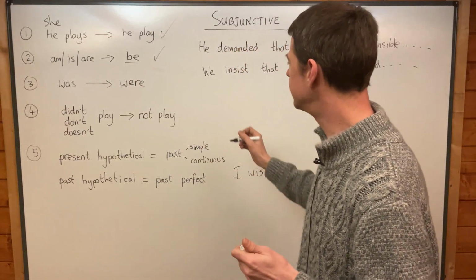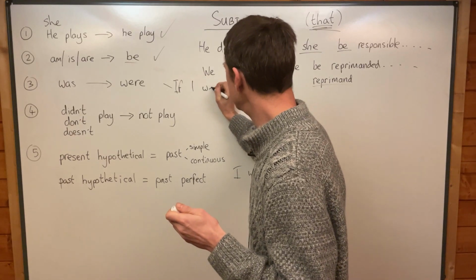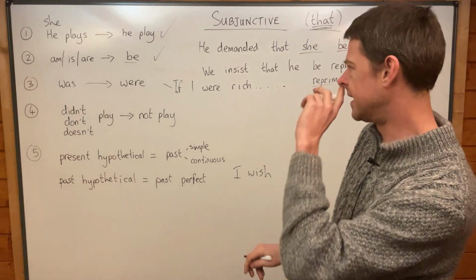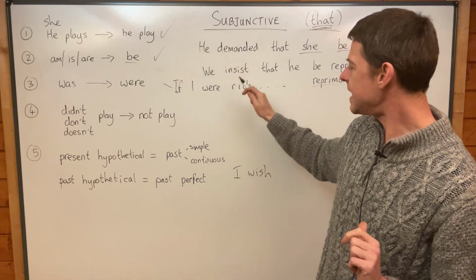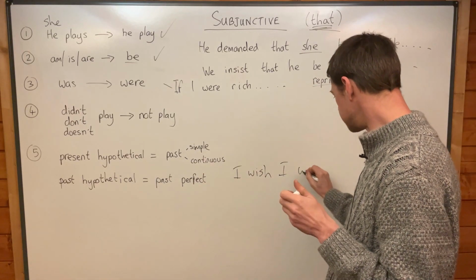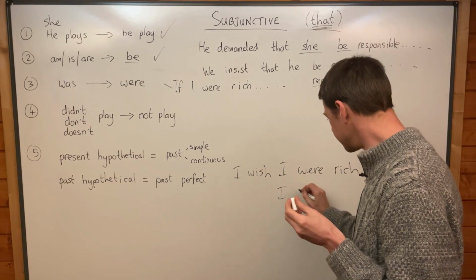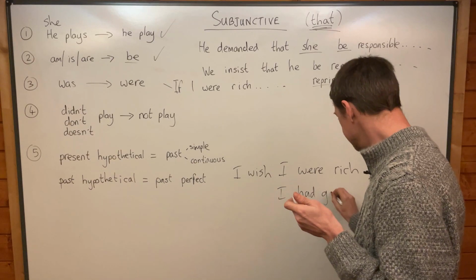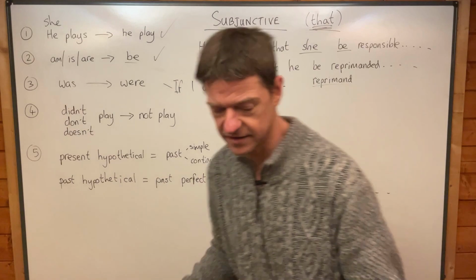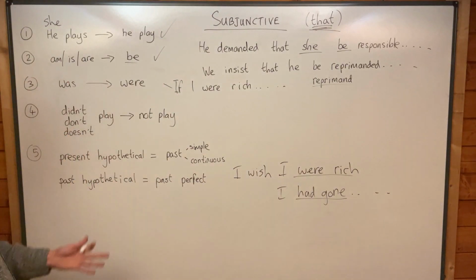Now, was going to were is very common in second conditional. If I were rich, yeah, if I were rich, I would buy myself a beautiful yacht. Something like that. And this is also an example of number 5. I wish I were rich is a present regret, but I wish I had gone to university is a past regret. And for present regrets, we use past simple, just like second conditional. And for past regrets, we use past perfect, just like third conditional.